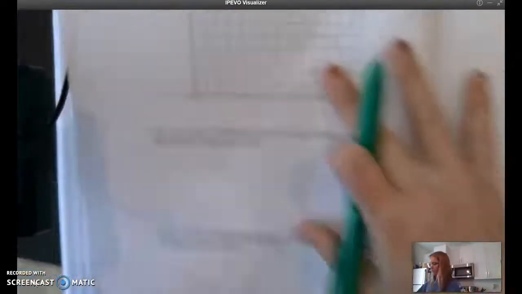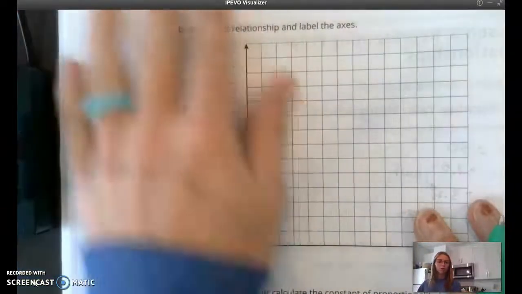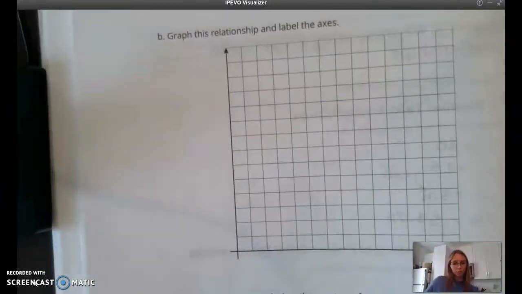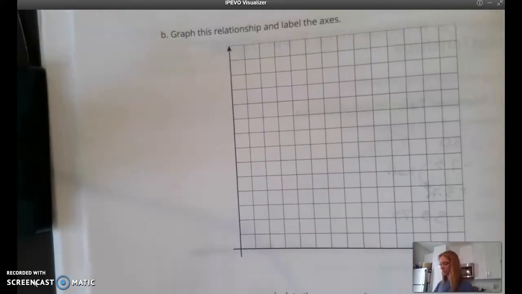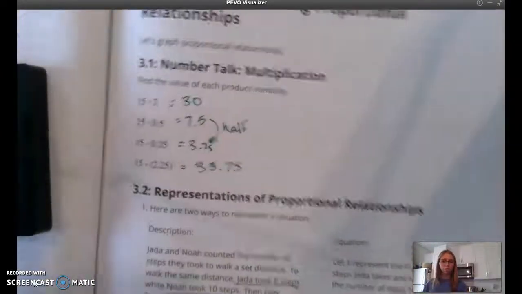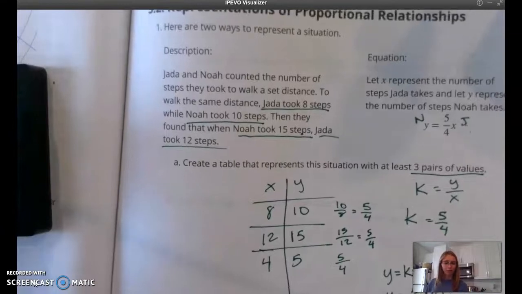Okay, so now it says we're going to graph this relationship. Well, we have an empty graph, so we need to fill it up with some information first, so then we can put our points and graph the relationship. So first off, let's go back over here. Jada is represented by x, and Noah is represented by y.